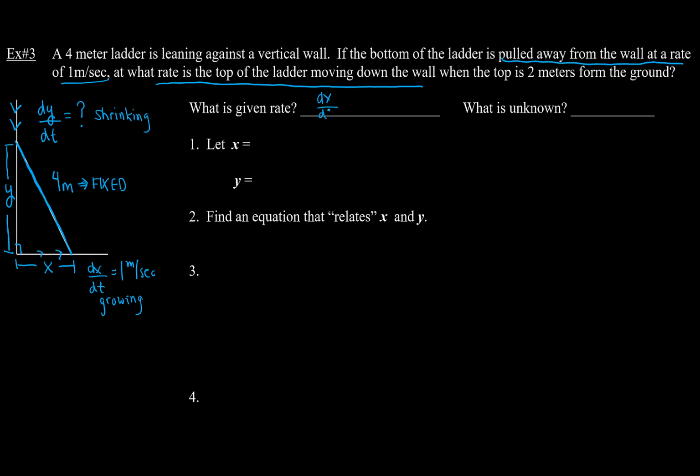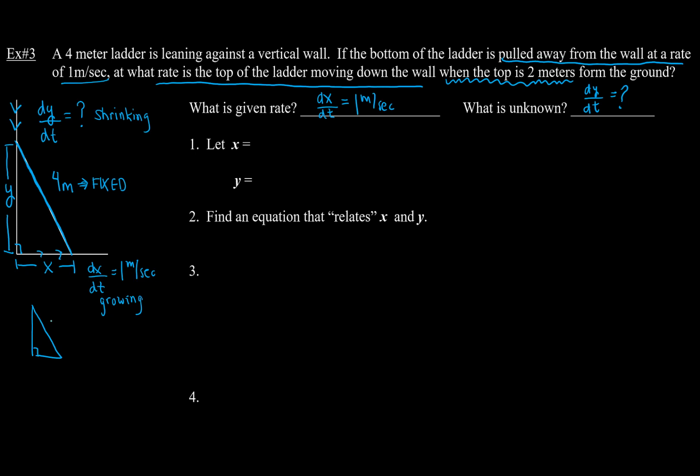All right, so we already wrote it in the picture, just for clarification's sake. My given rate is 1 meter per second of my x. What I'm trying to find is how quickly the top is moving down the wall. Now, they want to know a specific time. So they want to know when the top is 2 meters. So we don't know what x is, but we know that y is 2 meters. We can actually figure that out.